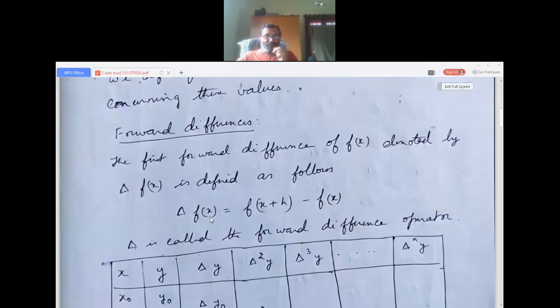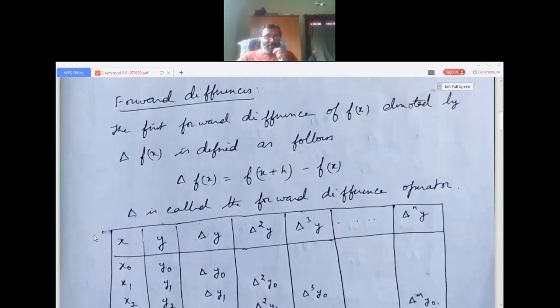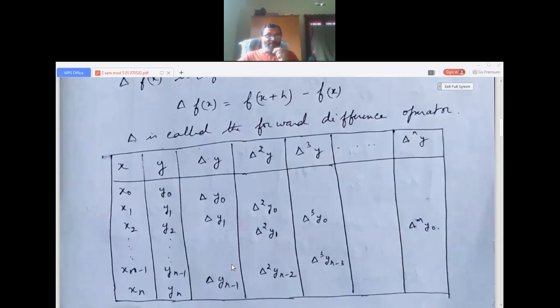Then we have this table: x, y, del squared y, del cubed y, and it goes on till del n power y. Here in x we write all the x values, that is x0, x1, x2, x3, x4 till xn minus 1, till xn. In y we write all the values y0, y1, y2, etc. Corresponding to x0 there is y0.